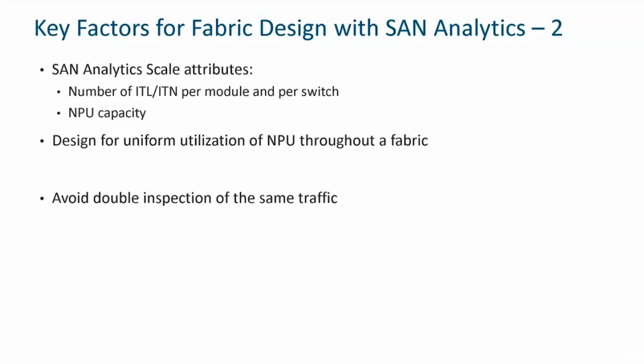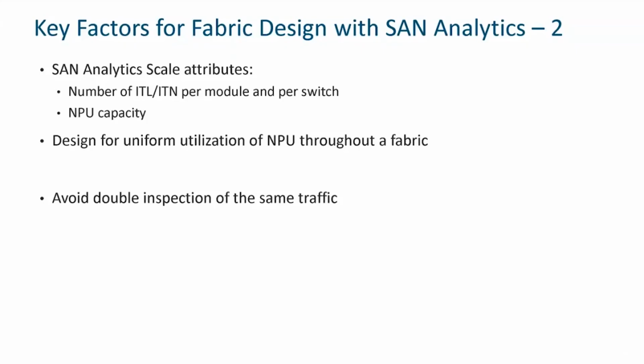And the limits are soft limits. Even though we say per module we have a 20,000 flow limit, and per director class switch we have 40,000 flows, we have customers who are running more than that. Some customers are hitting 60,000, 80,000. Why? Because the 20,000 and the 40,000 limit is a soft limit. It's a QA certified number.